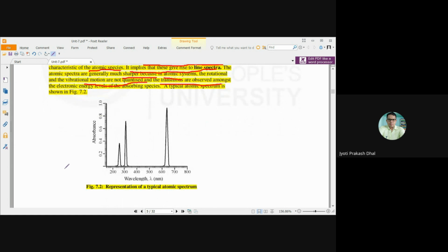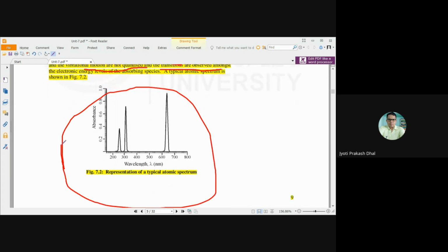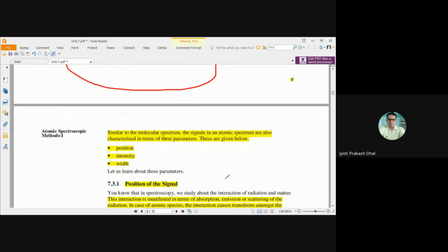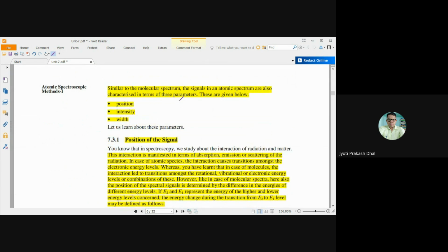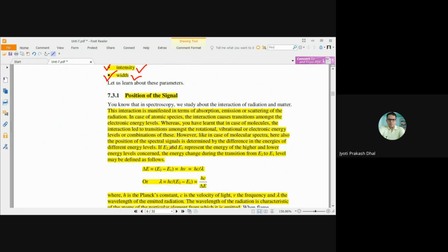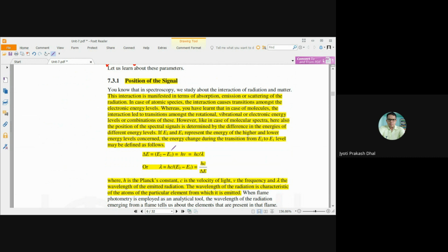So here you can see one figure. In this figure it is given the representation of typical atomic spectra. We can see that sharp peaks are obtained. And similar to a molecular spectrum, the signals in an atomic spectrum are also characterized in terms of three parameters. They are position of the peak, intensity of the peak, and width of the peak. So that's similar to molecular spectrum. First we'll discuss the position of the signal or position of the peak.